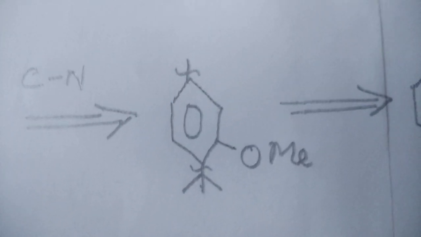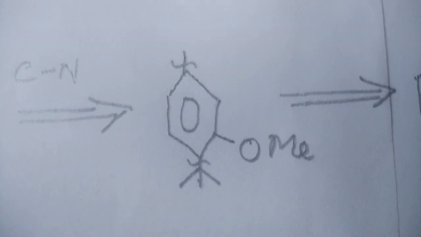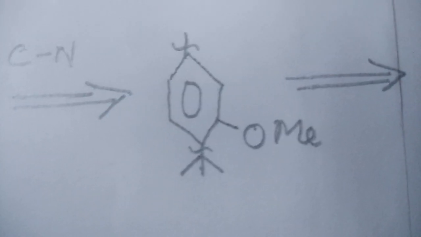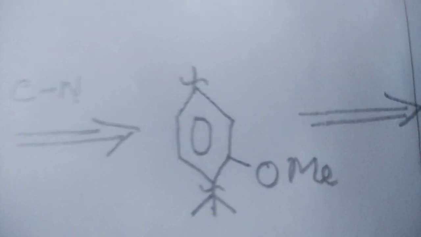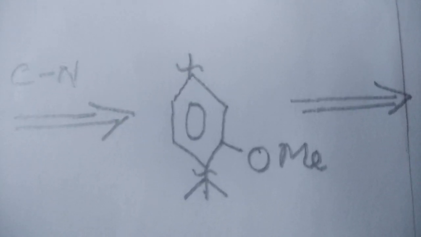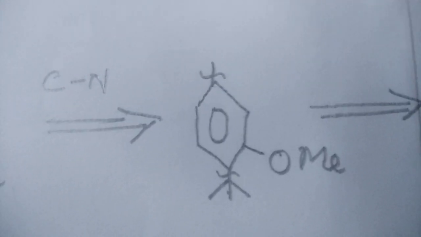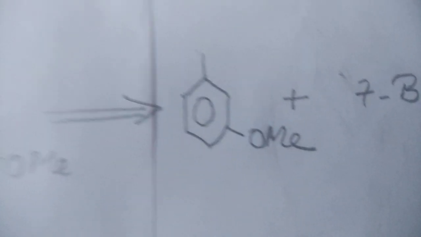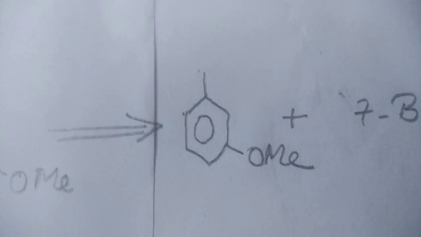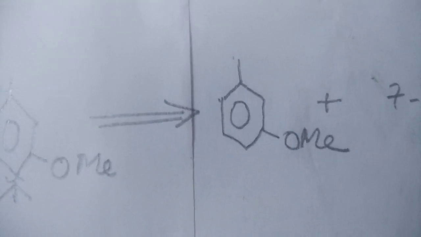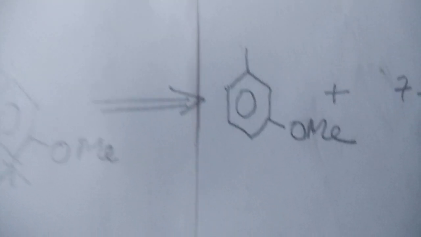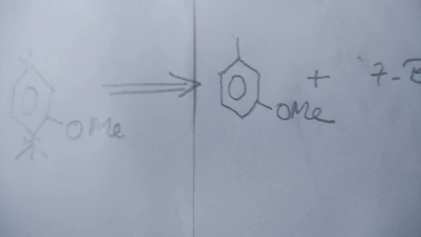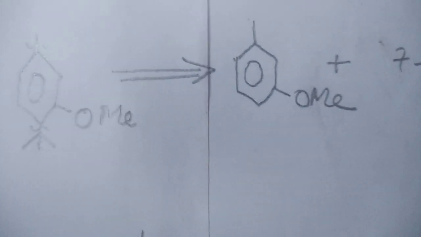It won't direct the methyl group to the meta position. And the tertiary butyl group, of course, is present ortho to the methoxy. So we remove the tertiary butyl group rather than the methyl group. And here we will get our synthetic equivalent, that is this ether, the phenyl methyl ether, toluene meta.